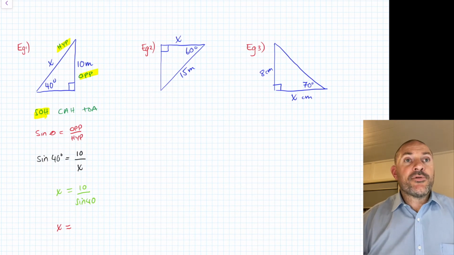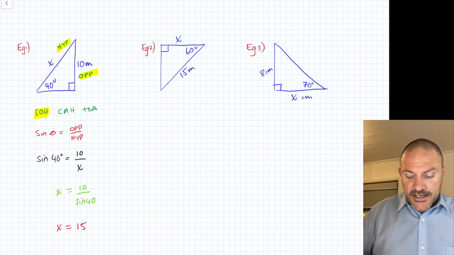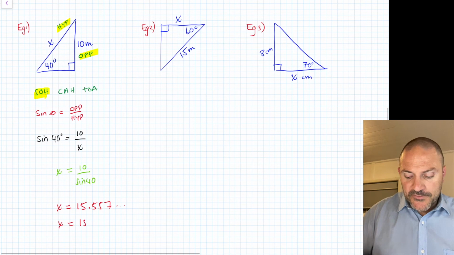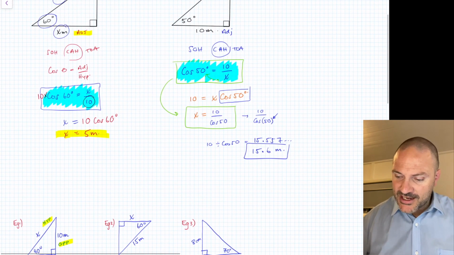Again, if you're going to put it as a fraction, on my calculator, I'm going to do it now as a fraction. We type in our sine of 40, and notice you must close those brackets off. If you don't, it will come up with a math error. I get 15.557..., which means I'm going to get x equals 15.6, and that's meters.